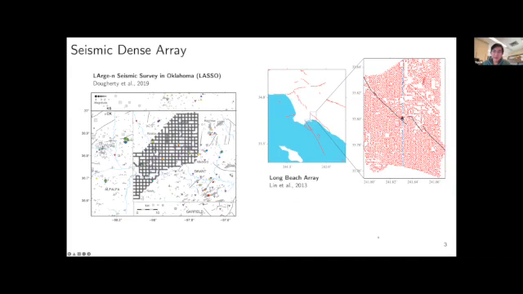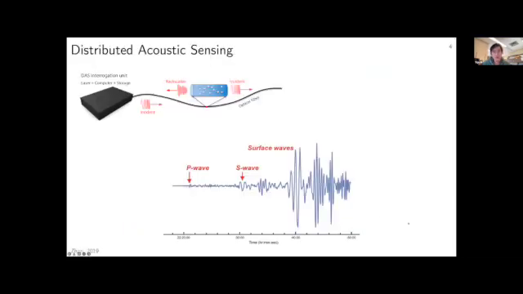So those seismic dense arrays are usually formed by thousands of seismic stations. The average spacing could be several hundred meters depending on the area of survey, and the battery within the sensors usually can support months of recording. But it still requires tremendous field work to deploy and retrieve the sensors back. In the meantime, the distributed acoustic sensing, or DAS, came.